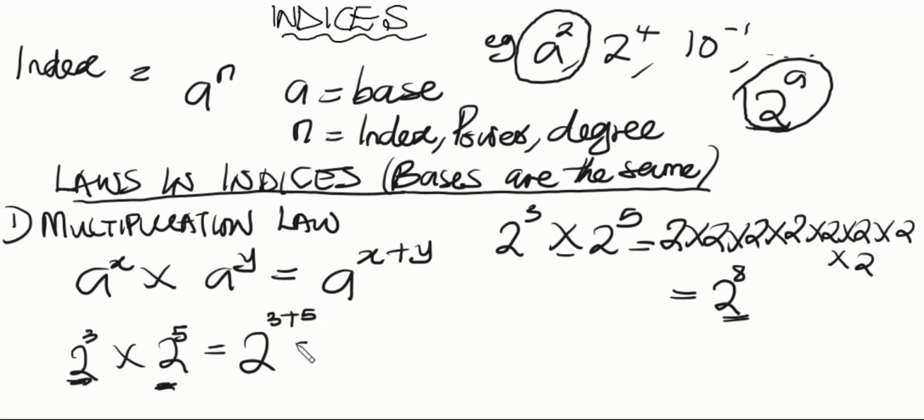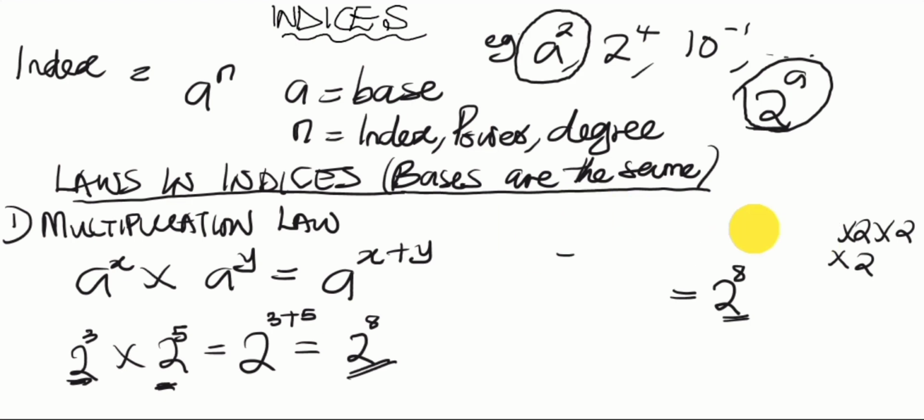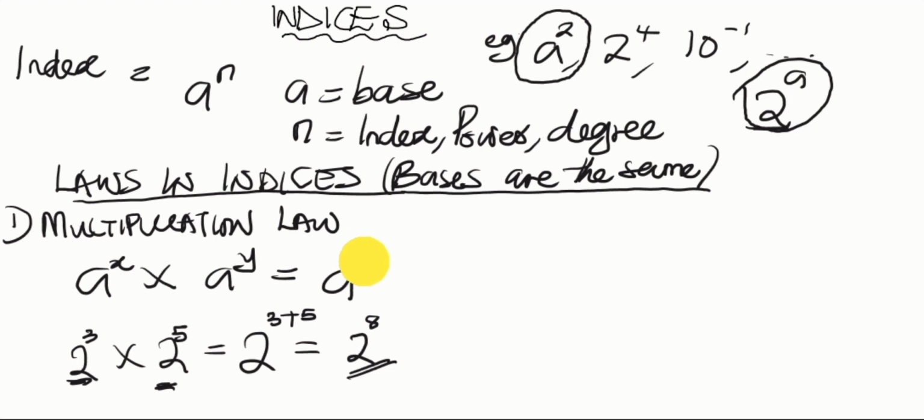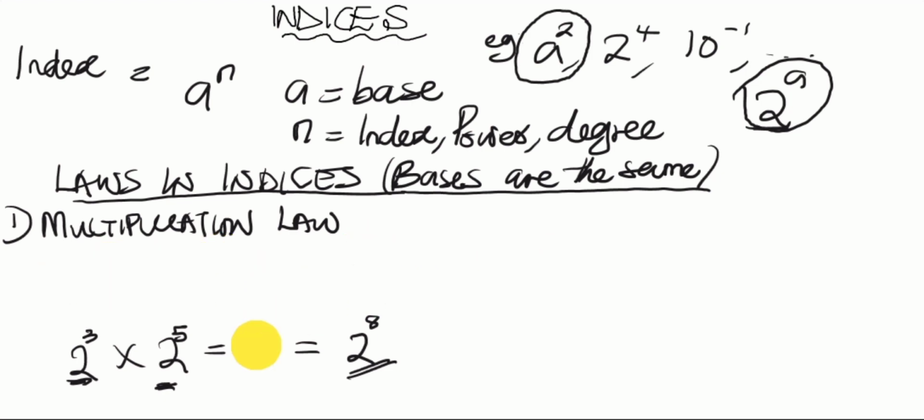Note, in indices, when you're multiplying using the multiplication law, what you're going to do to the powers is addition. You're not going to multiply. It's 3 plus 5, not 3 times 5, and that's going to give you 2 raised to power 8. Very quickly, instead of using 2 times 2 times 2 times 2 times 2 to eternity, you're just going to do 2 raised to power 3 plus 5, and that's how you have your answer. So that's the multiplication law. Let's make space there so we can go through the next law. The next law is the division law.